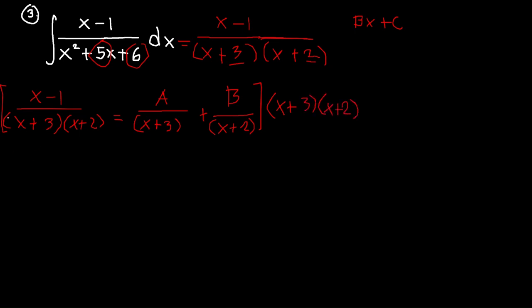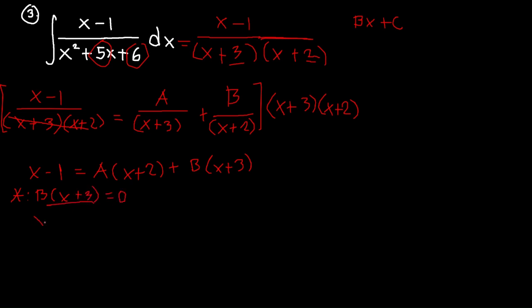So we can cancel these out into x minus 1 equals a times x plus 2, plus b times x plus 3. Alright, so in doing partial fractions, we have to identify the numerators a and b. And to do that, we have to set the other letter to 0. To find a, we're going to have to let the x of b equal to 0.